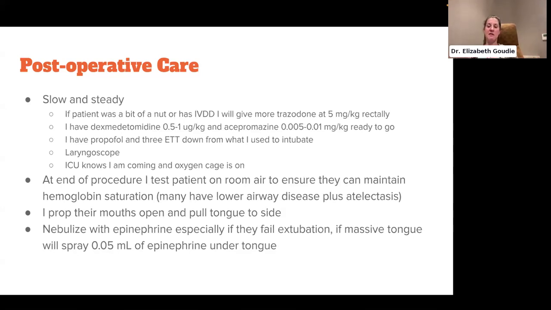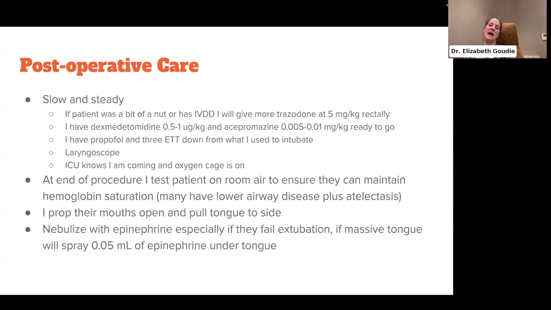And then especially if they failed extubation or if they have a really massive tongue, I nebulize with epi. If they have a really massive tongue and I've had to re-intubate them, I'm having a lot of trouble, or I'm really worried about that macroglossia, I will take 0.05 mL of epi and I will spray it just underneath the tongue. And I do find that the tongue will blanch and kind of shrink a little bit.